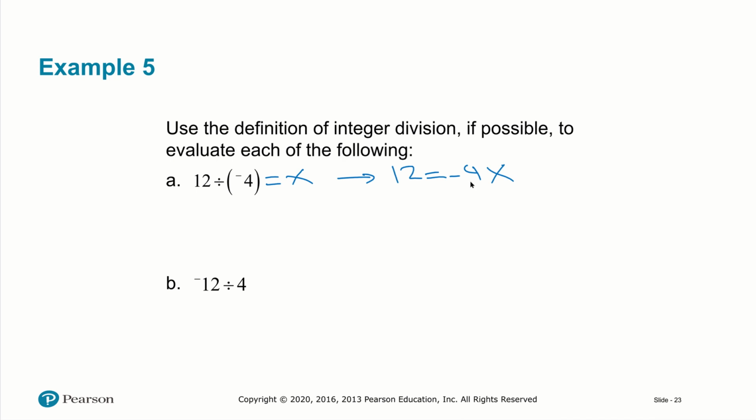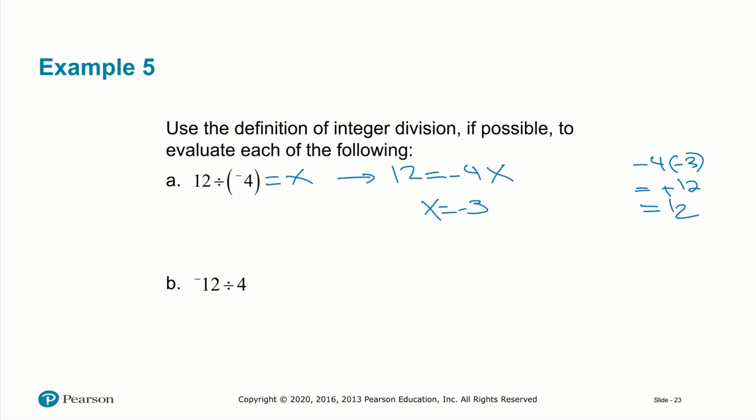Now, what do I multiply negative 4 by to get positive 12? Well, it can't just be 3, because if I take 3, negative 4 times 3 is negative 12. So what does it have to be? Negative 3. Because now notice, what's negative 4 times negative 3? That's positive 12, right? Which is, of course, just 12.